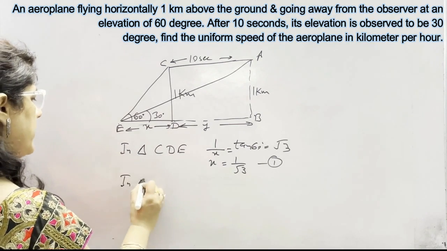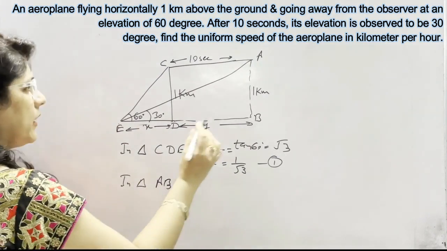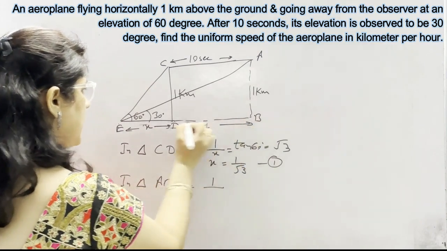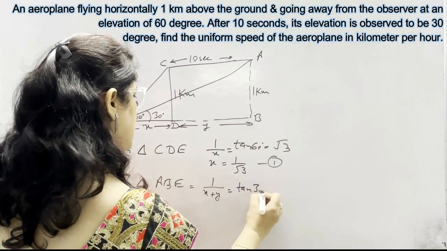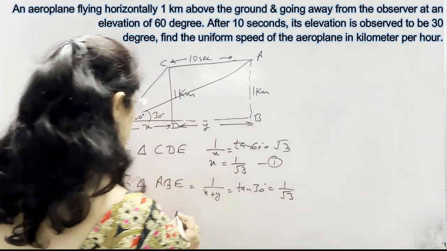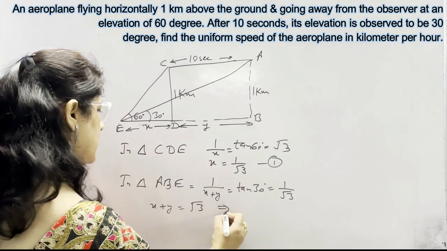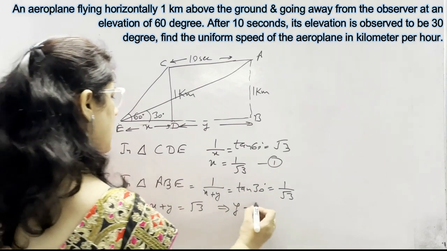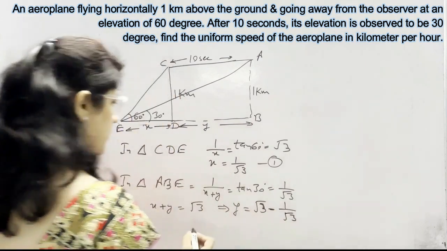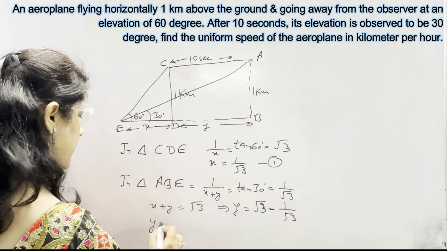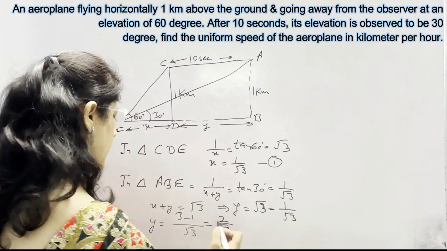Now in bigger triangle ABE, perpendicular is 1 and base is this whole X plus Y and angle is tan 30 degree. It means 1 upon under root 3. So X plus Y, cross multiplying, is equal to under root 3. Value of Y is under root 3 minus X and X is 1 upon under root 3. So we can take LCM here, under root 3 multiplying 3 minus 1, it means 2 upon under root 3.